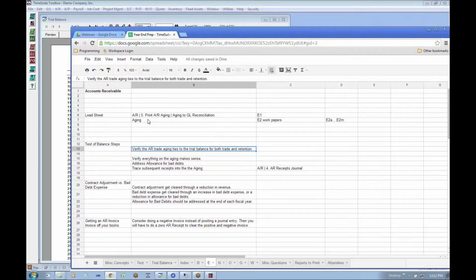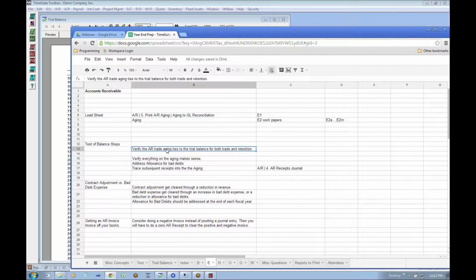Okay, so on we talked about the reconciliation report, making sure that the lead sheet actually shows you that the aging ties into the trial balance, and we'll go through the accounts payable in a little bit and go over the concept again, and it's exactly the same for payables and receivables.